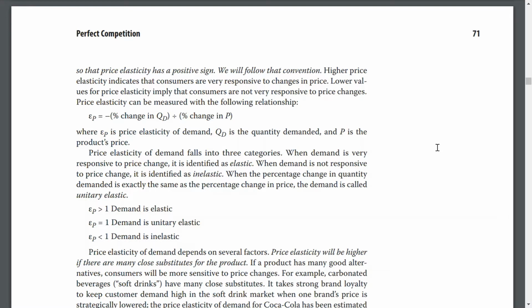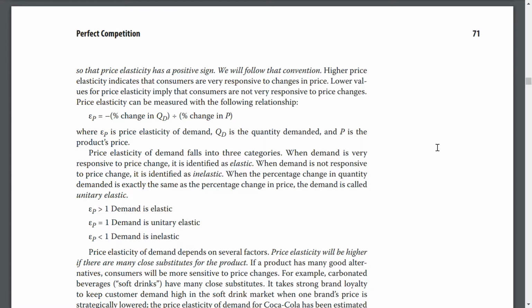Price elasticity of demand falls into three categories. Where demand is very responsive to price changes, it is identified as elastic. When demand is not responsive to price changes, it is identified as inelastic. When the percentage change in quantity demanded is exactly the same as the percentage change in price, the demand is called unitarily elastic, as illustrated right here.